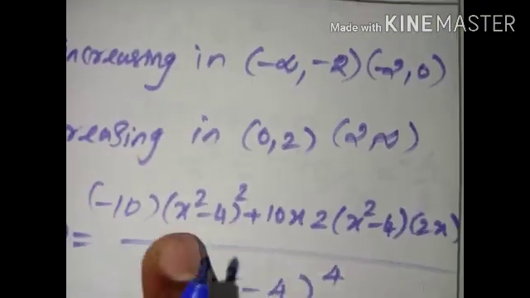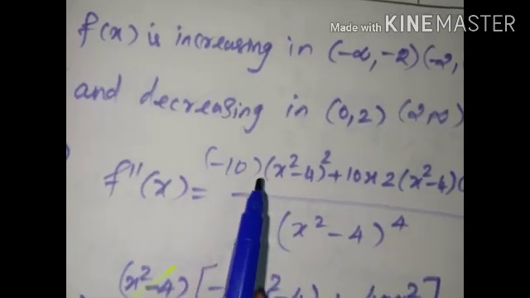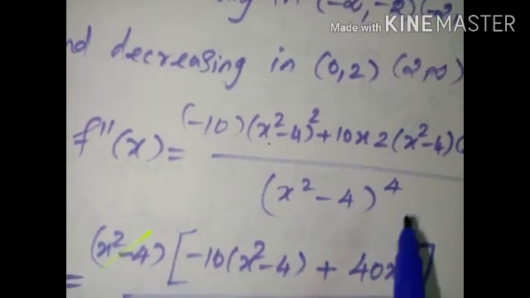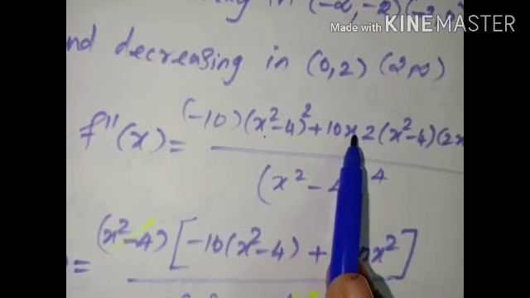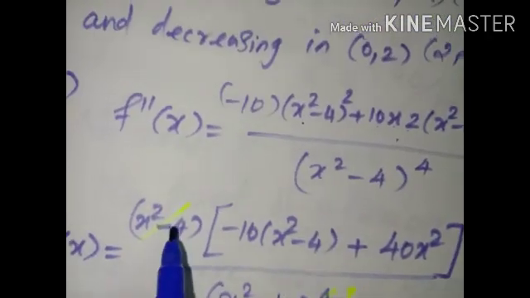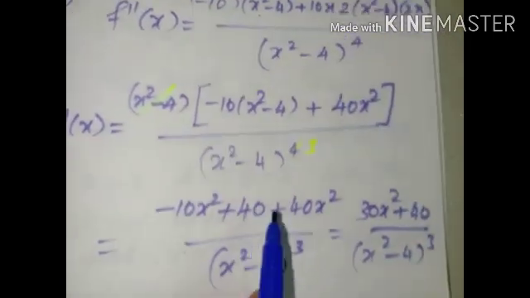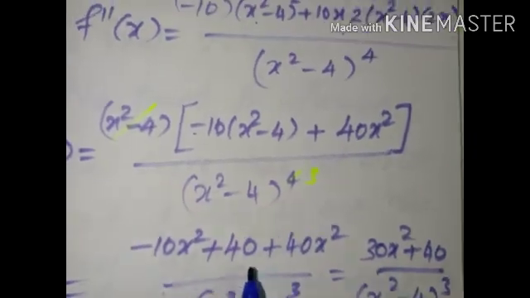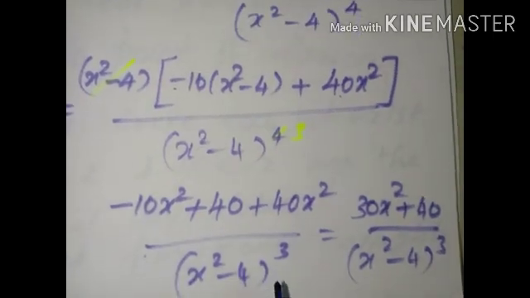Now take the common factor x square minus 4 outside: x square minus 4 into minus 10 into x square minus 4 plus 2 into 10 is 20, 20 into 2 is 40, 40 into x square. So x square minus 4 cancels, leaving power 3: minus 10x square minus 10 into minus 4 plus 40 plus 40x square divided by x square minus 4 whole power 3.